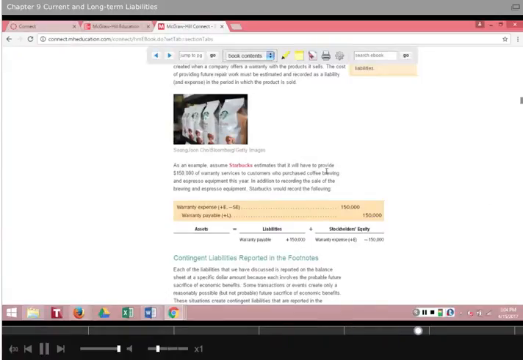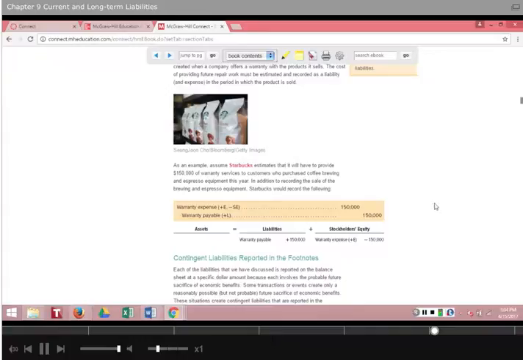Assume Starbucks estimates that it'll have to provide $150,000 of warranty service to customers who purchase their coffee brewing and espresso equipment during the year. In this case, because they can make a reasonable estimate, perhaps based on past history, and because we're reasonably certain that we're going to have to fulfill these warranty claims, we're going to do an adjusting journal entry where we debit warranty expense and credit warranty payable.